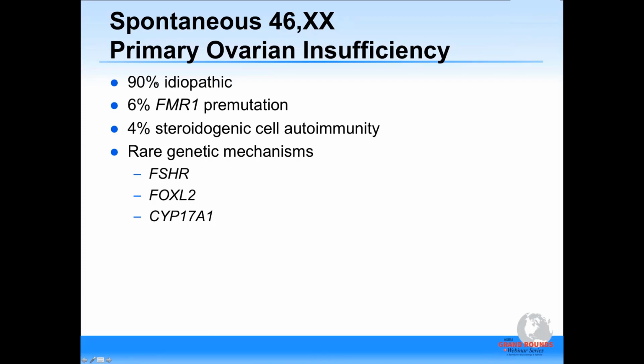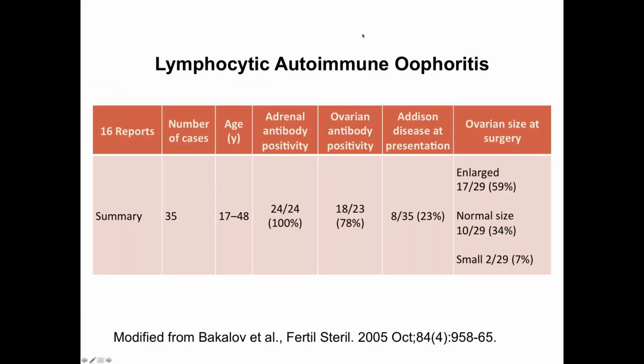It only explains about 4%. 90% are still idiopathic. 6% are due to the FMR1 premutation, which we don't have time to go into today, but it could be a subject of another talk. And there are these rare genetic mechanisms like FSH receptor mutations that are not clinically indicated to test for at this point. So we still have a long way to go.